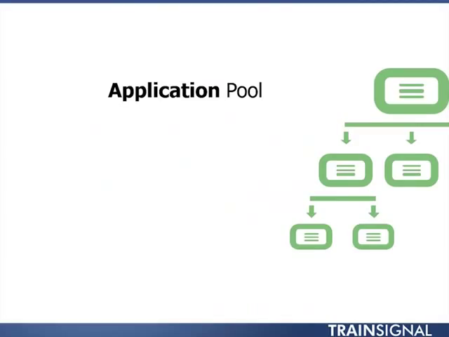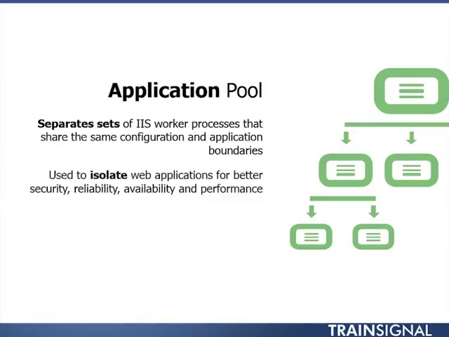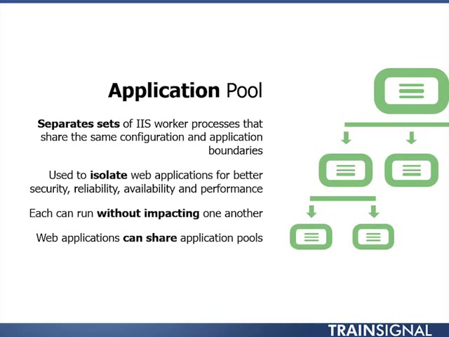Application pools are separate sets of IIS worker processes that share the same configuration and application boundaries. They're used to isolate web applications for better security, reliability, availability, and performance. Each can run without impacting one another. And web applications can also share application pools.